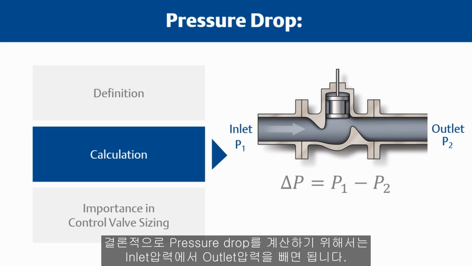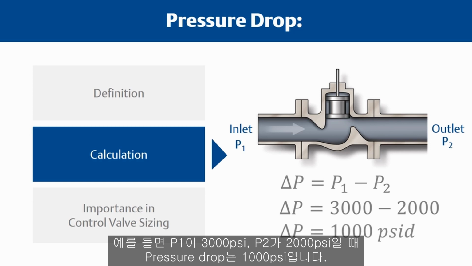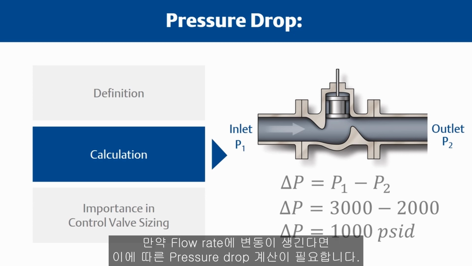To calculate the pressure drop across a valve, subtract the outlet pressure from the inlet pressure. For example, if P1 is 3,000 psi and P2 is 2,000 psi, the pressure drop will equal 1,000 psid. If the flow rate is going to vary, repeat the calculation of P1 and P2 at each flow rate.